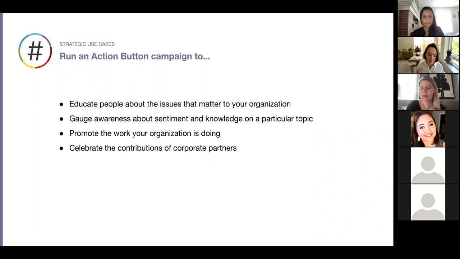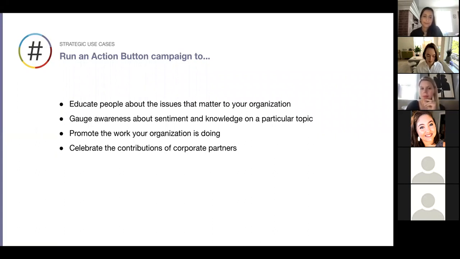I think another piece to consider here is running Action Button campaigns to promote some of the work that your organization is doing. And I think this can be in service of winning over new donors, new members, new volunteers. So I think this can be a great way to shout out some of the work that your organization is doing on a given topic. And then again, using that kind of retargeting component to understand how those people interact with an action button, how many of them are then coming back into your site and becoming donors, becoming members, volunteers, all of those different pieces.